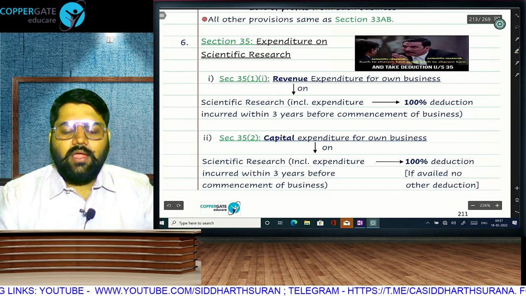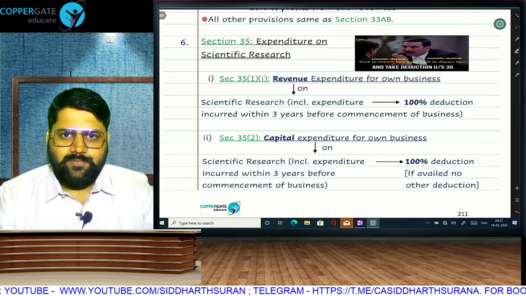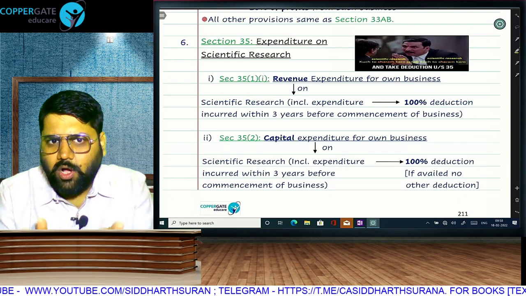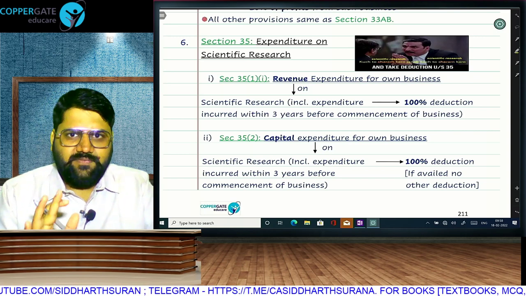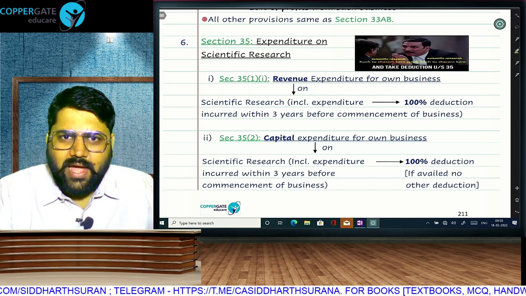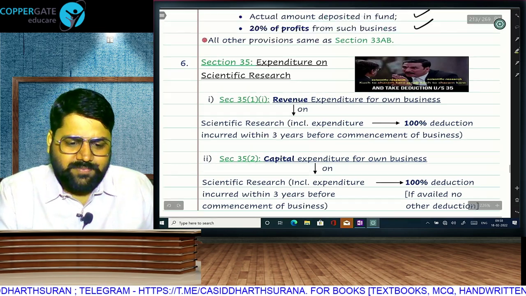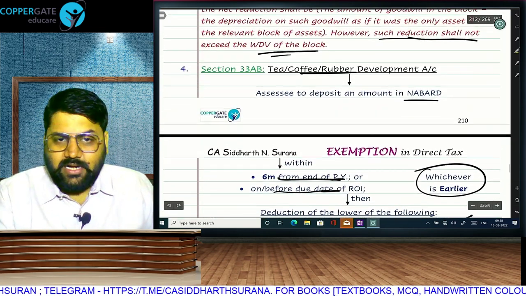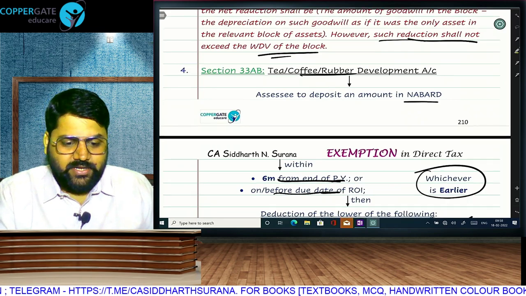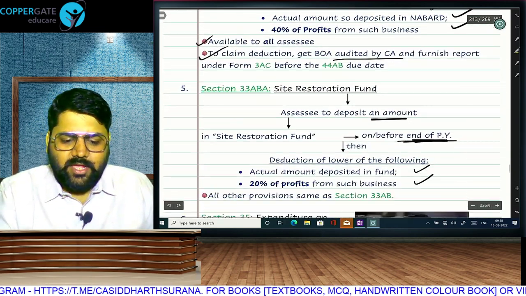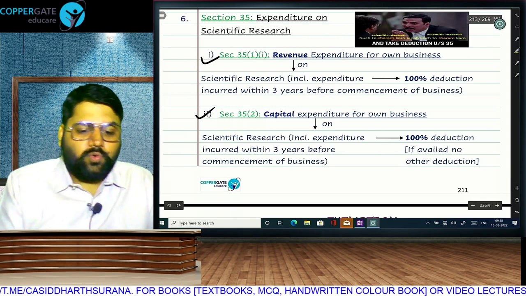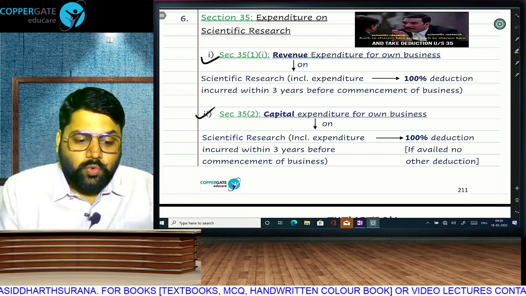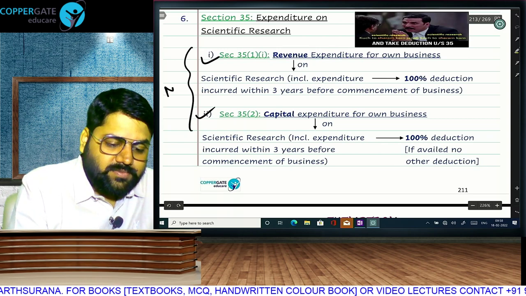This takes us to expenditure on scientific research, one of the important provisions. But the good thing is, now all the deductions have become 100%. So there is nothing called weighted deduction here. Very simple. And before I start this, I would like to remind you one thing. Additional depreciation that we studied is not allowed in new regime. 33AB, 33ABA, not allowed in new regime. In scientific research, there are total 7, but only two are allowed in new regime.